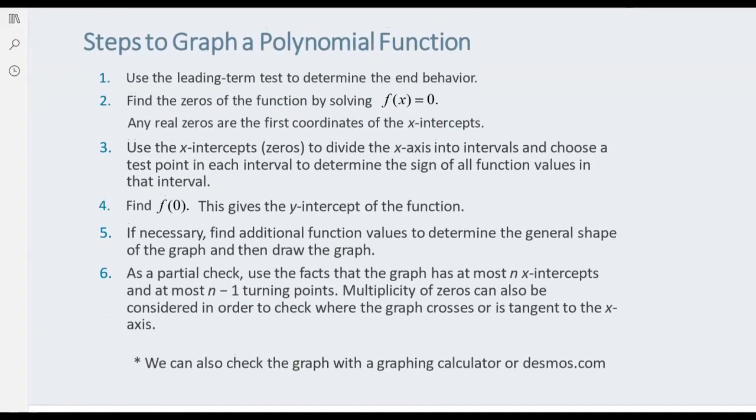Here are the steps to graph a polynomial. We use the leading term to determine the end behavior. What's happening way at these extremes of the graph? Is the graph going up to positive infinity, or is it going down to negative infinity? We solve the equation, we set it equal to 0 to find the zeros, or x-intercepts, right?